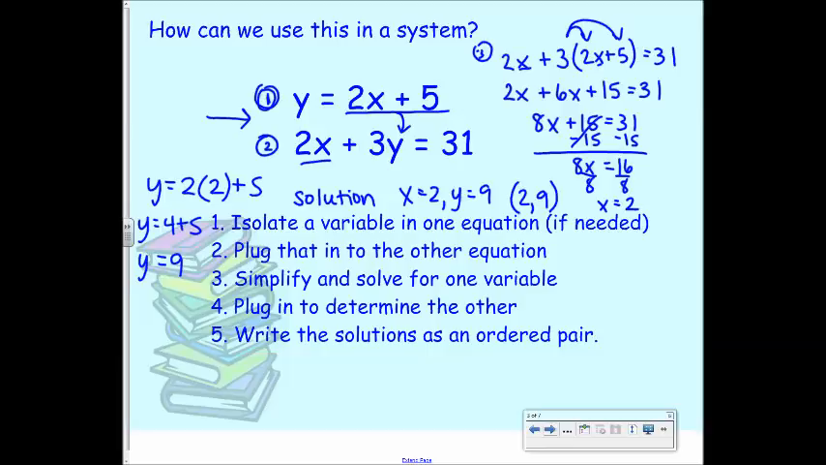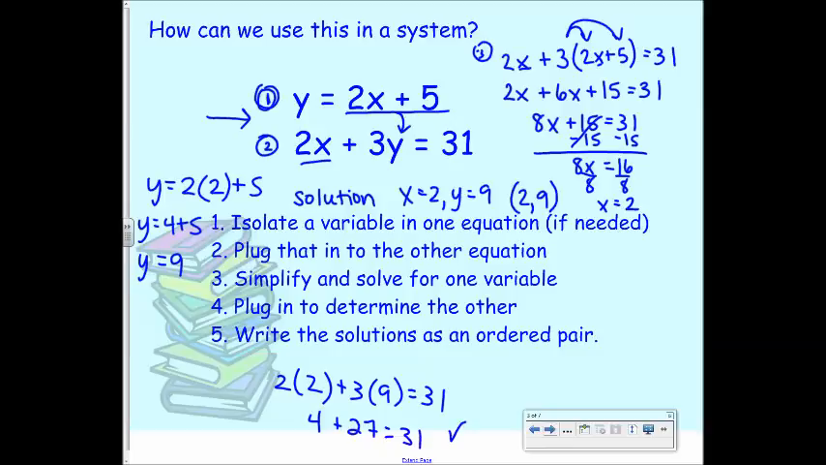Okay, so 2, 9 is the solution to that system of equations, which means if I plug in 2 for x, and I plug in 9 for y, it will work in both of those equations. Just to verify, let's plug that into equation number 2. 2 times 2 plus 3 times 9 equals 31. 2 times 2 is 4. 3 times 9 is 27. 27 plus 4 equals 31. That checks. There's our solution to our system of equations.